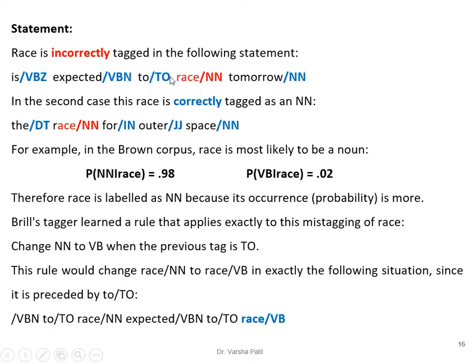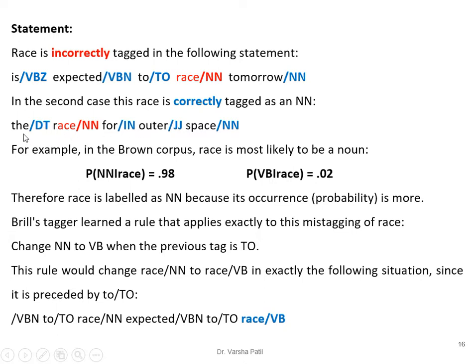incorrectly. For example, when race is preceded by "to" it should be a verb, but it is assigned as a noun. So this is nothing but wrong. In the second case, this race is correctly tagged as a noun. Now see the second statement, "the race for outer space".